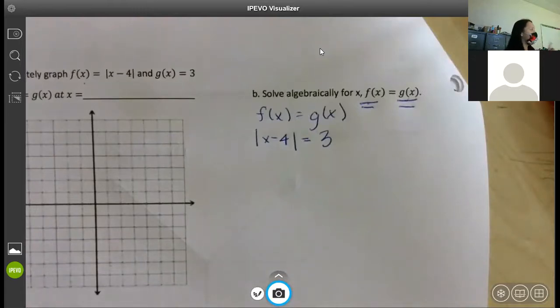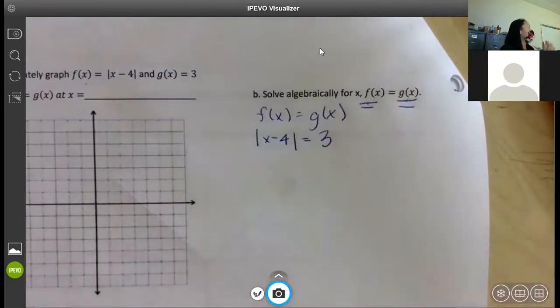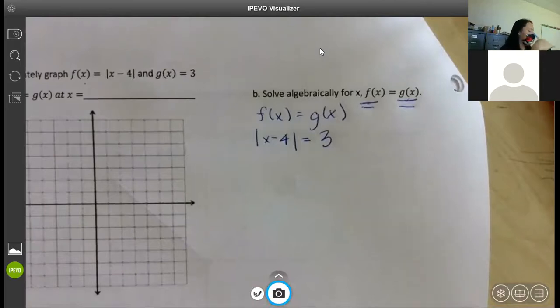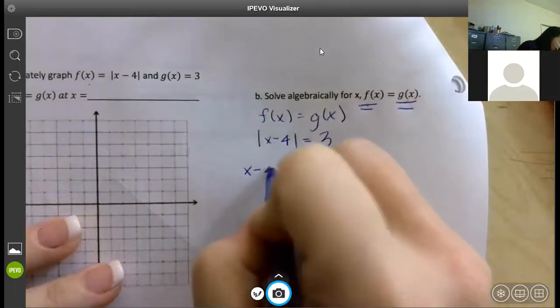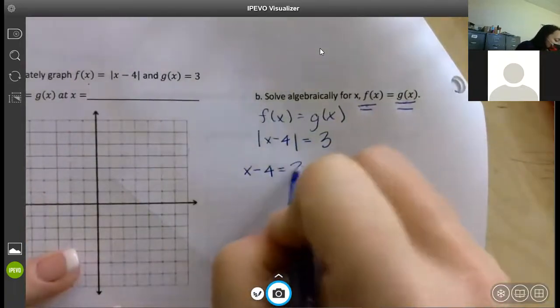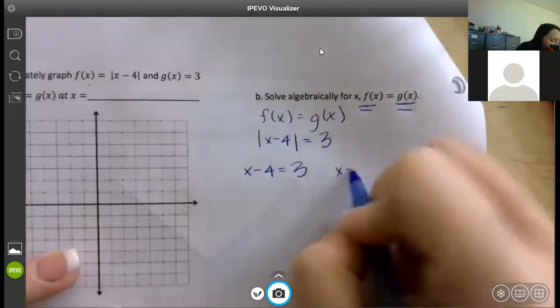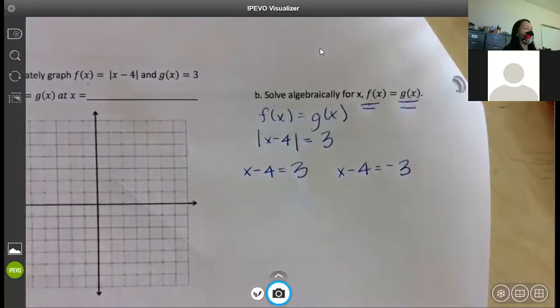All right, so our first step is to get absolute value by itself. There is nothing outside the absolute value bars on that right side. So we've done step 1. It's already done. So we're going to move on. After you do step 1, you're going to set up 2 equations. Those 2 equations are going to be, you take what's inside absolute values and you set it equal to a positive 3. And you set it equal to a negative 3.